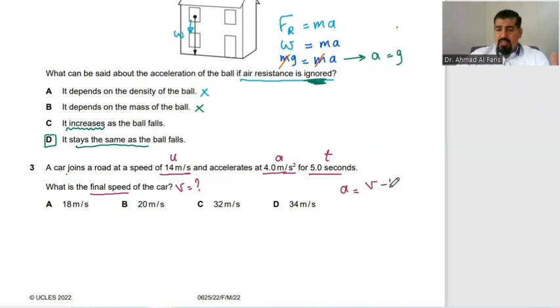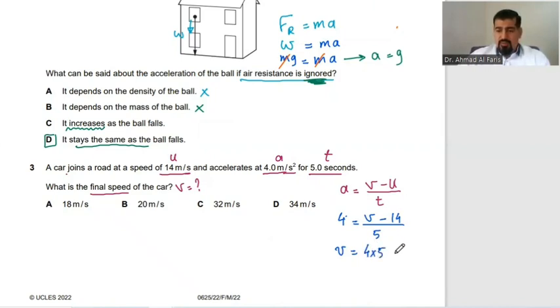Acceleration equals v minus u divided by t, or you can rearrange the formula to make v the subject of the formula. Now the acceleration here is 4 meters per second squared, equal to v, which we want to find out, minus u, which is 14, divided by the time, which is 5. Doing cross multiplication, to find v as the subject, v will be how much? It will be 34. So v equals 4 times 5, which is 20.